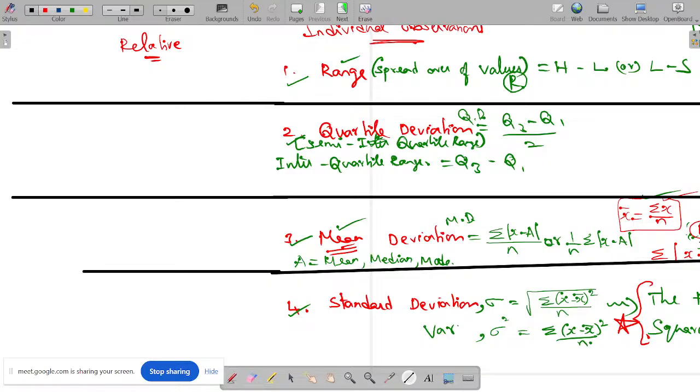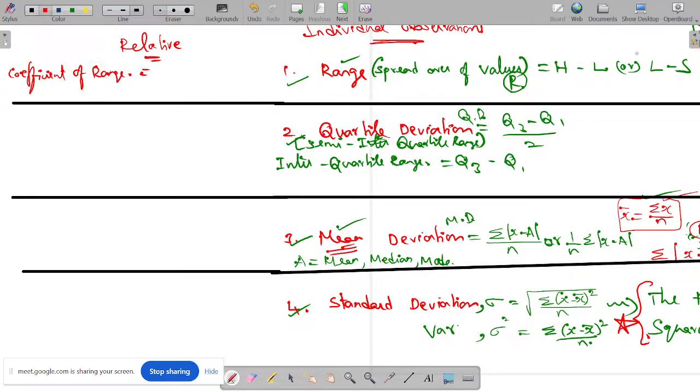What's the relative measure? It's called a coefficient of, because it's going to be a representative. That's why we use a coefficient of range. So the first one is called coefficient of range.